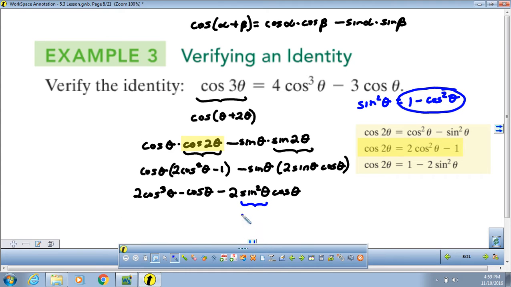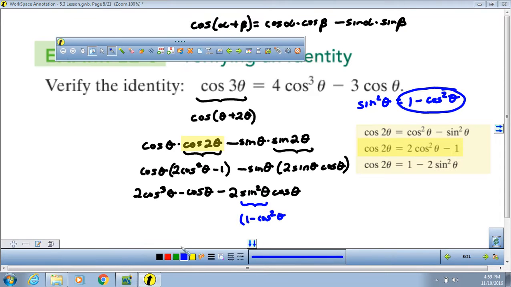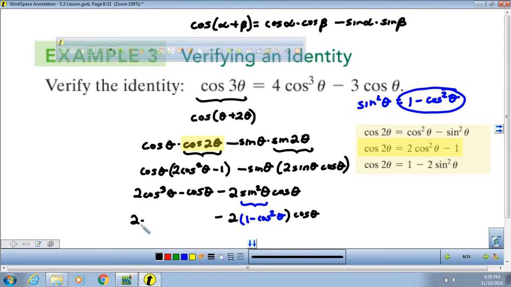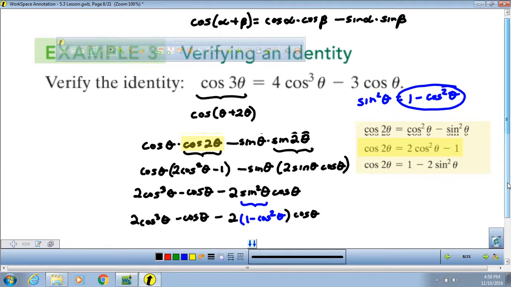So that new expression would be 1 minus cosine square of theta, and then we rewrite the rest: 2 times 1 minus cosine square of theta times the cosine of theta in the front, and then the rest, 2 cosine cube of theta minus cosine of theta minus 2 times 1 minus cosine square of theta times cosine of theta. Okay, so let's finish simplifying this.